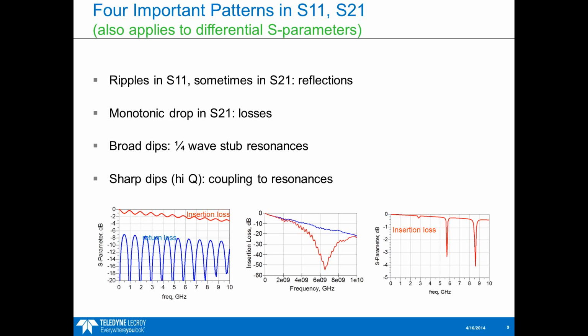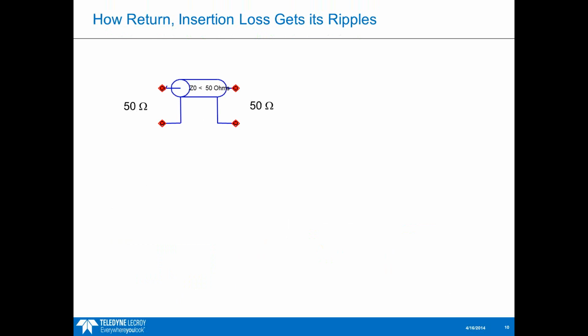So the first one I'll talk about is the ripples in S11. Let's look at an interconnect that we'll measure here. We're going to send some wave through this. We have a 50 ohm impedance on one port and a 50 ohm impedance on the other port, but our interconnect is going to have an impedance that's less than 50 ohms. Let's just call it 30 ohms.